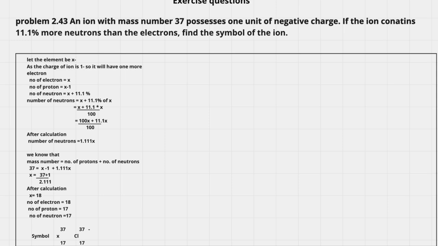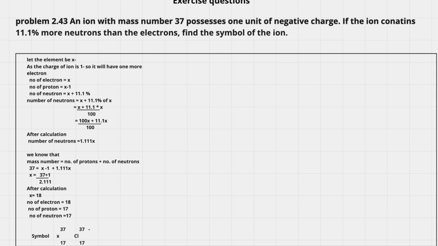Solution. Let the element be X. As the charge of the ion is 1, it will have 1 more electron. Number of electrons equals x, number of protons equals x minus 1. Number of neutrons equals x plus 11.1% of x, equals x plus 11.1x divided by 100, equals (100x plus 11.1x) divided by 100. After calculation, number of neutrons equals 1.111x.